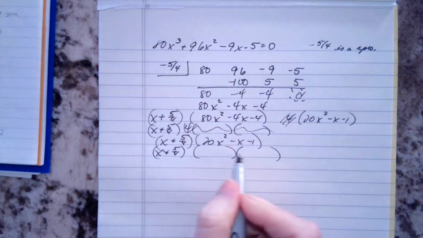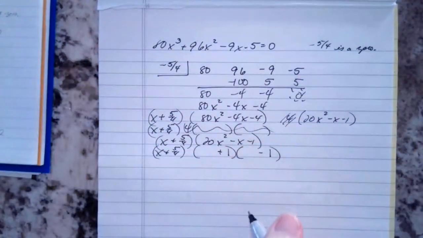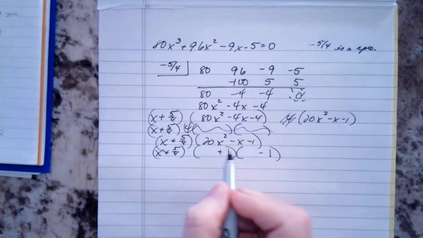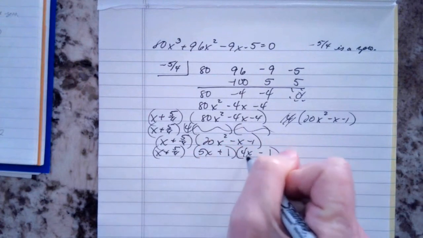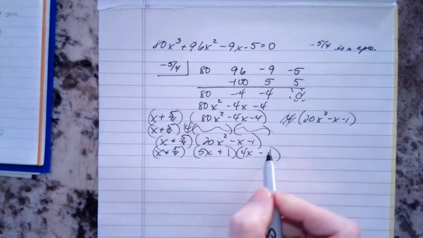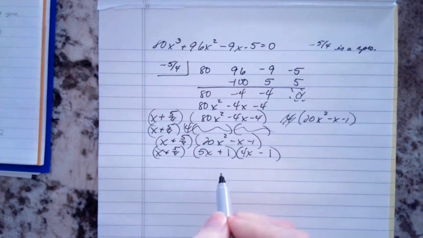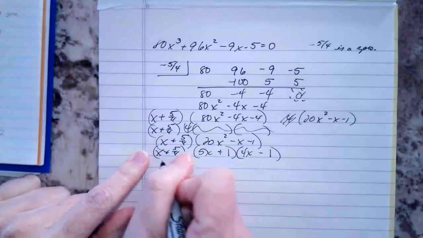I know when I put ones here, remember it's going to have to be +1 minus 1, to give me a difference of 1. So I'm looking for numbers that are 1 apart from each other. So 5x and 4x, let's see how that works. It gives me a negative 5x and a positive 4x. Good, I'm done. Okay, so each one of these is our 0.